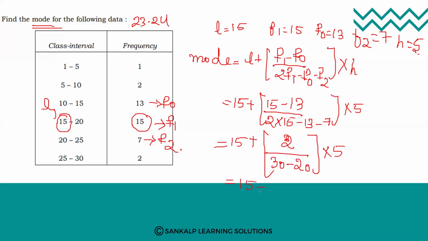So 15 plus 2 divided by 30 minus 20, that is 10, into 5. So 2 5s are 10, 5 will get cancelled, so 1 into 1, that is 1. Therefore, mode is equal to 15 plus 1, that means 16. Mode value is 16 here. This question was asked in 2023-24. Okay.